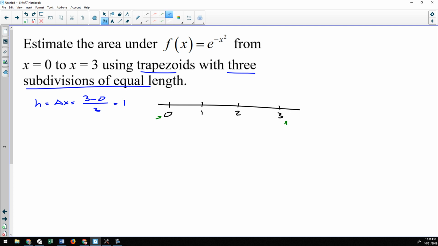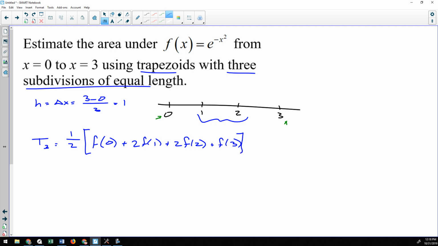So my trapezoidal approximation with 3 subdivisions is going to be my delta x, which is 1, divided by 2, times 1 f of your initial value, so f of 0, plus everything in the middle happens twice. So we have 2 f of 1. We have 2 f of 2. And then you have to remember that the last x coordinate is the base for only one of the trapezoids, that very last one. And so we have 1 f of 3.